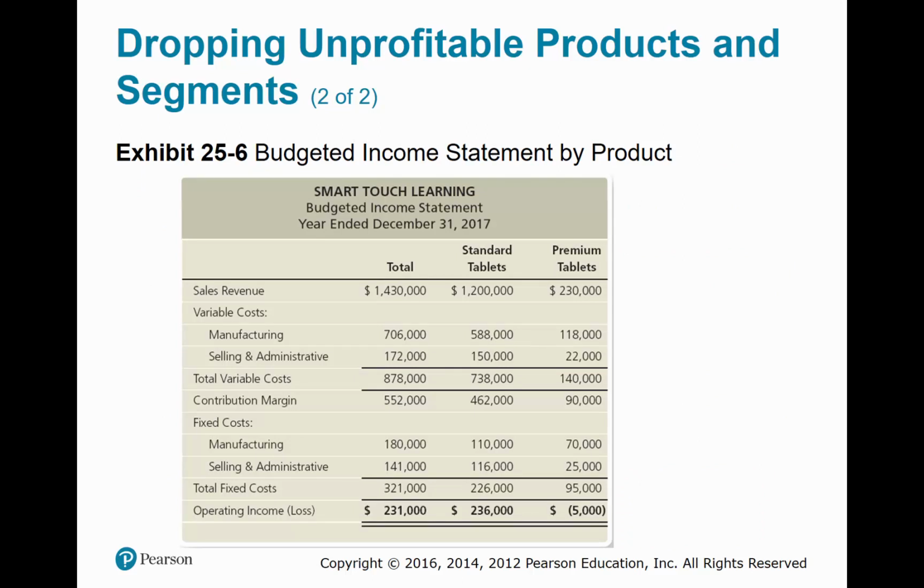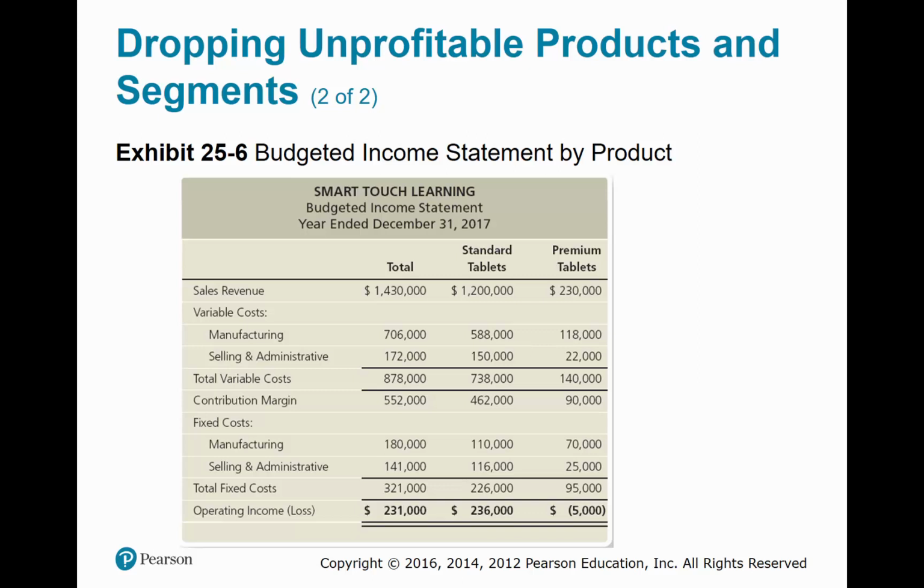So here they have their income statement done by product. You can say they have standard tablets and premium tablets. The standard tablets bring in a lot more revenue. In fact, what's the operating income on the premium tablets? They're losing money. So it might look like a no-brainer to just drop that segment, right? We're losing money on it. But let's look at some things.